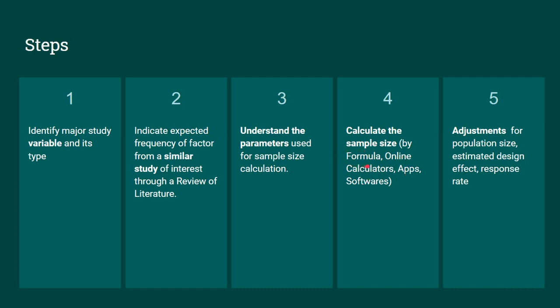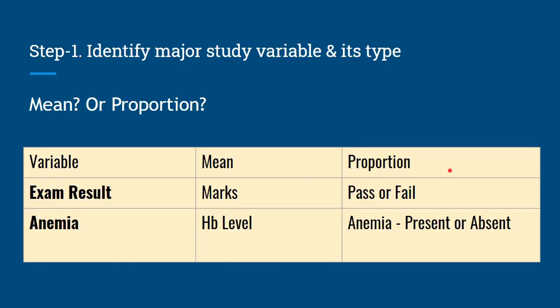Formulas are going to be the more complicated method to calculate the sample size, which I am going to demonstrate, and online calculators are the easiest, which also will be demonstrated in the end. Step 5 is the adjustments. There are 3 adjustments here: adjustment for population size, design effect and response rate. So now we are going to deal with each step in detail.